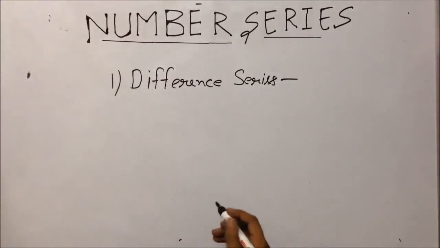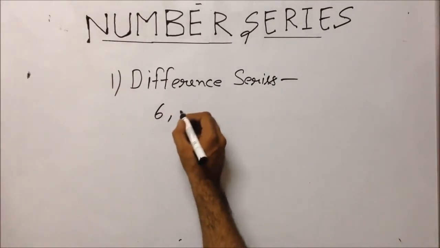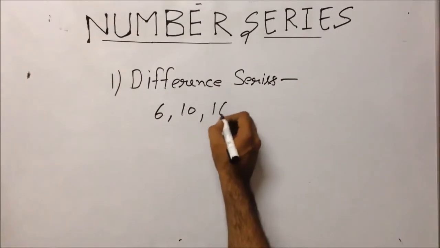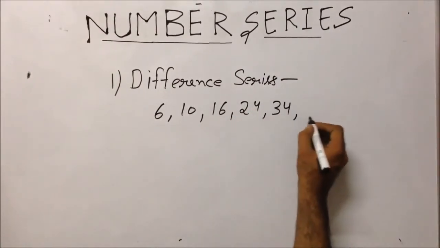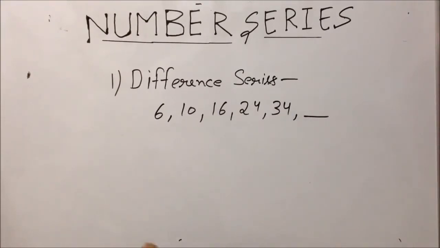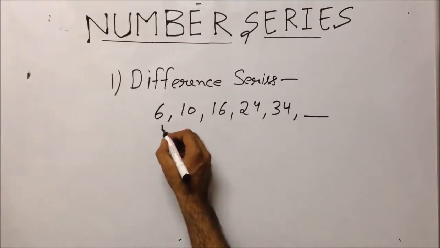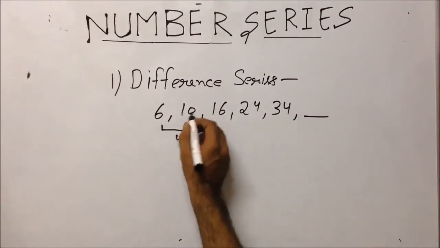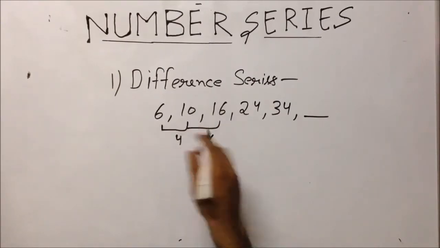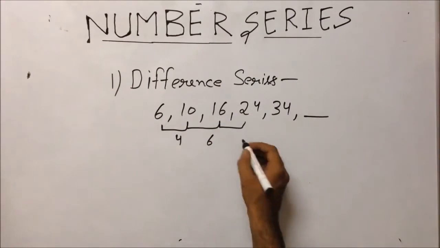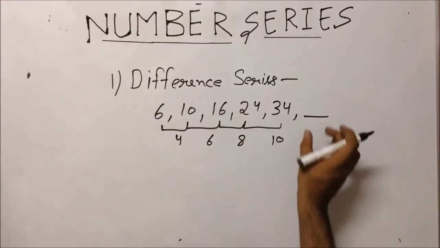In difference series, the questions you will see would be like this. For example, the question is 6, 10, 16, 24 and 34, and you need to find the next number. When we are talking about difference series, you need to see the basic difference. Here the difference is 4, 10 minus 6. Now the difference is 6, which is 16 minus 10. Similarly the difference here is 8 and here it is 10. So we need to find this number.